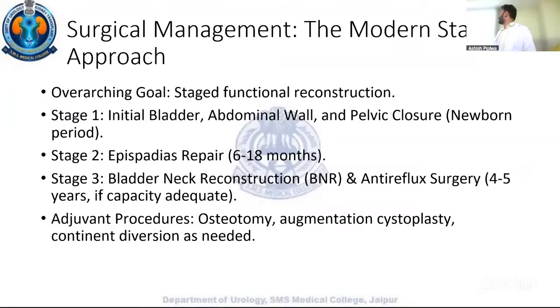Now coming to the surgical management. The overall goal is to do the functional reconstruction in stages. In stage one, initially we have to address the bladder, abdominal wall, and do the pelvic closure. It is usually done in the newborn period. Epispadias repair is usually done at 6 to 18 months, and bladder neck reconstruction and anti-reflux surgery are usually done later, at 4 to 5 years of age.